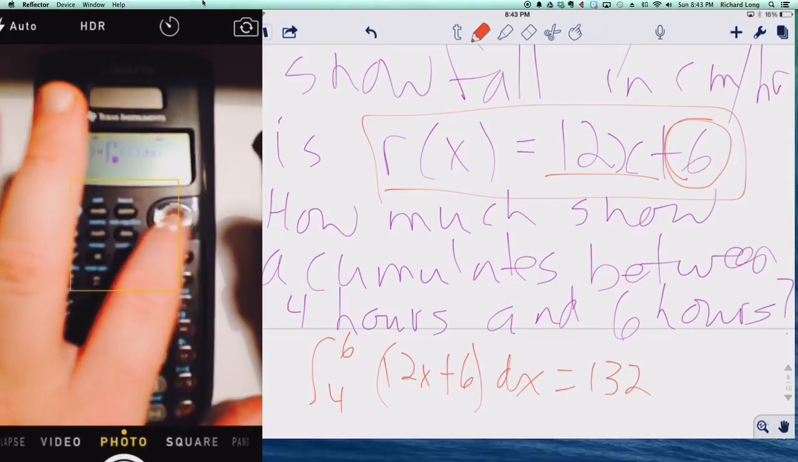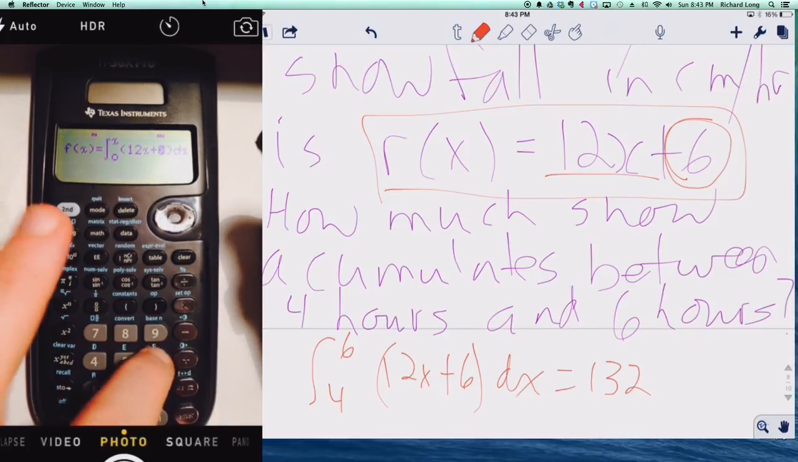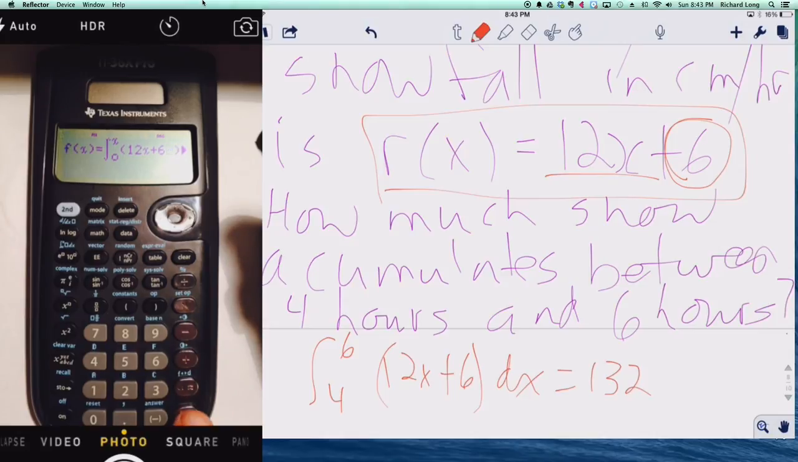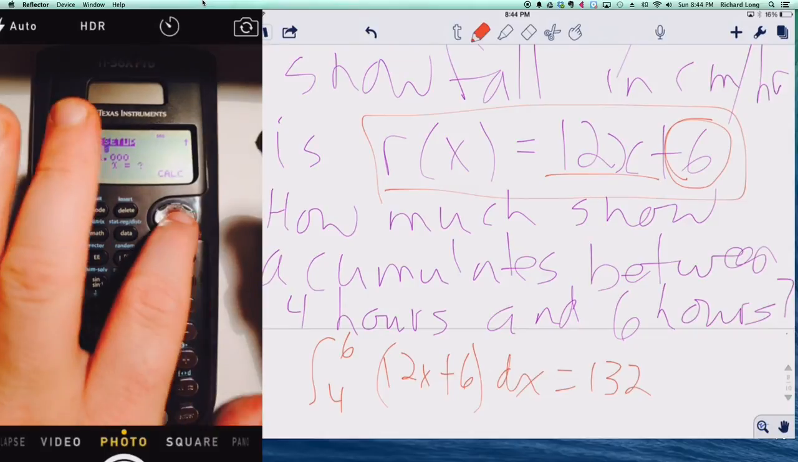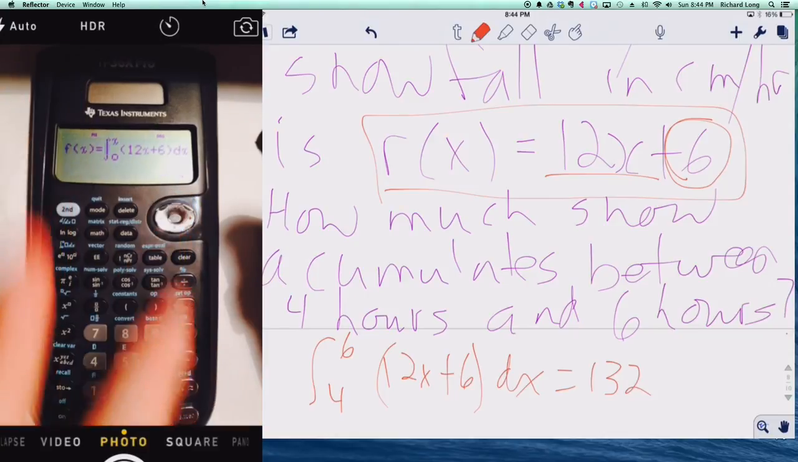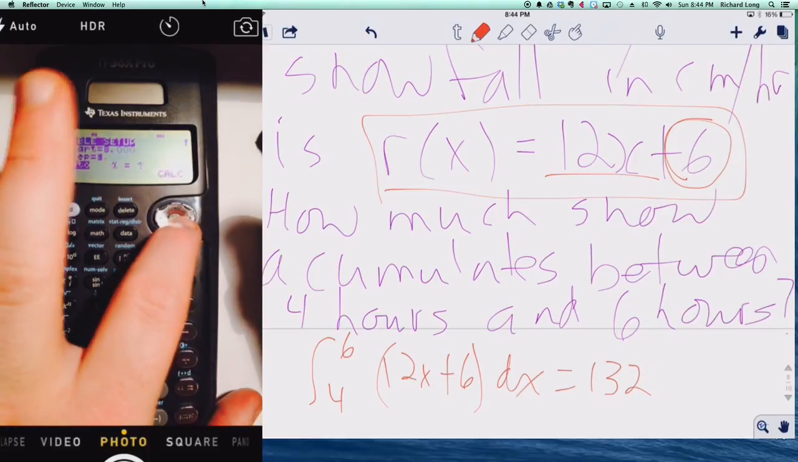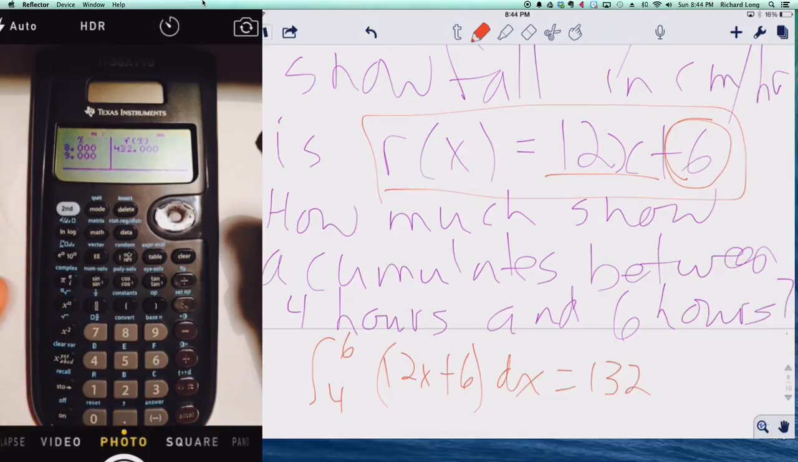So I'm going to start at time 0, and then to any value x, and it's going to be 12x plus 6. So it will tell me how much has accumulated. I'm just going to go back and show you that again. You can see my upper limit is x, my lower limit is 0. That means how much snow accumulates between the moment the storm starts at time 0 to any time x. And so I can go down here, I can hit calc, and I can have my table.